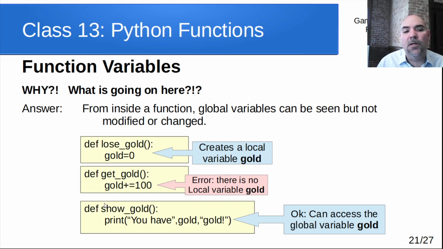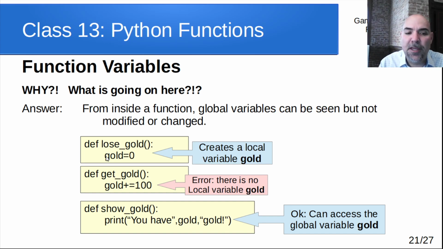The reason it doesn't work is that from inside a function, global variables can be seen, but not modified or changed. In other words, if I'm just looking at a variable, like we have down here with show_gold, that'll work fine. It'll print out whatever's in that global variable gold.